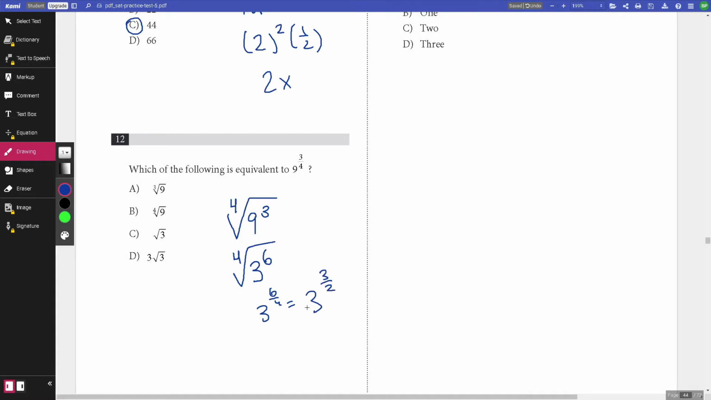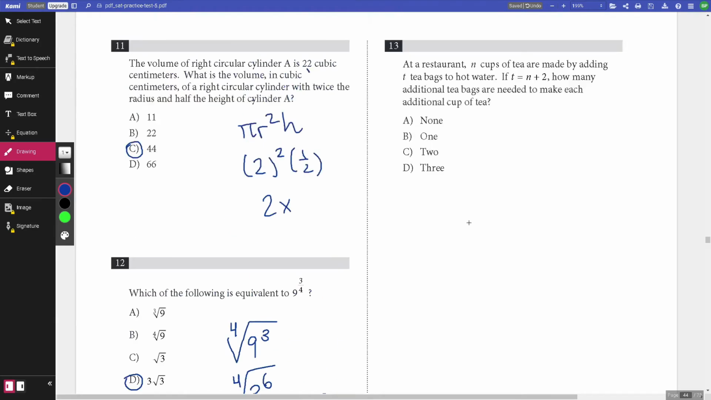So this is the square root of 27, because 3 to the power of 3 is 27, and if you simplify it, it becomes D, 12. So 12 is D.